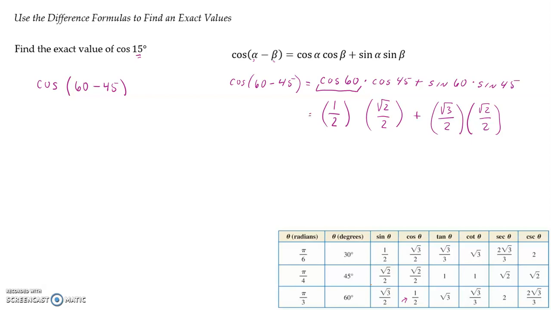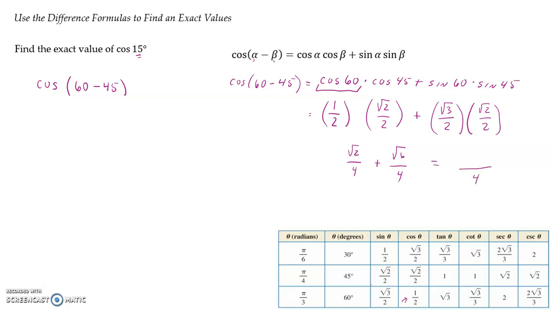When you're multiplying here, remember when you multiply fractions, you're multiplying straight across. So this is going to give us radical 2 on top and a 4 as our denominator. And on our next piece, radical 3 times radical 2 is going to give us a radical 6 over 4. Now we have two fractions. We can go ahead and add these since they have common denominators.